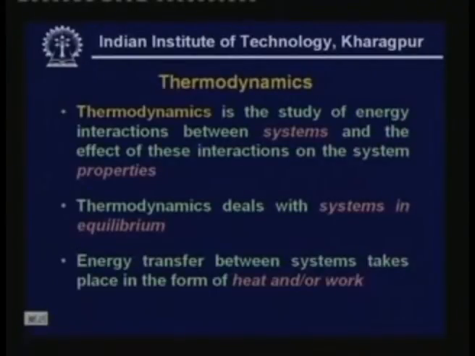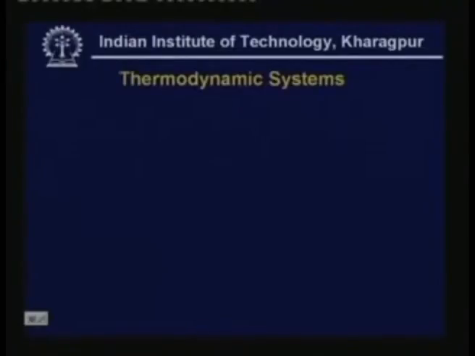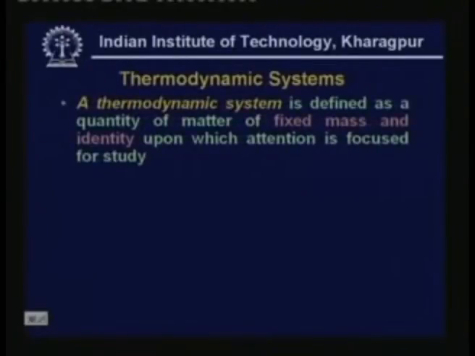So, let us now define systems. What do we mean by thermodynamic systems? A thermodynamic system is defined as a quantity of matter of fixed mass and identity upon which attention is focused for study. Here you have to notice that for a system the mass is fixed and the identity is also fixed. In very simple terms, a thermodynamic system is whatever we want to study. It can be as simple as a gas in a closed vessel, or as complex as a nuclear power plant. Depending upon the problem, the complexity of the system will vary.